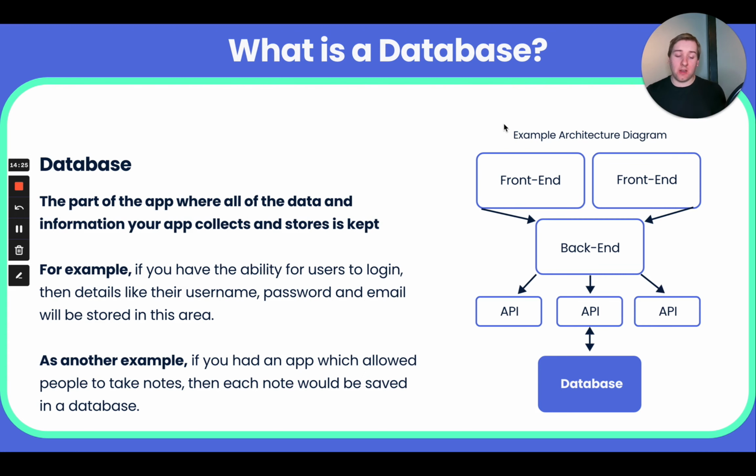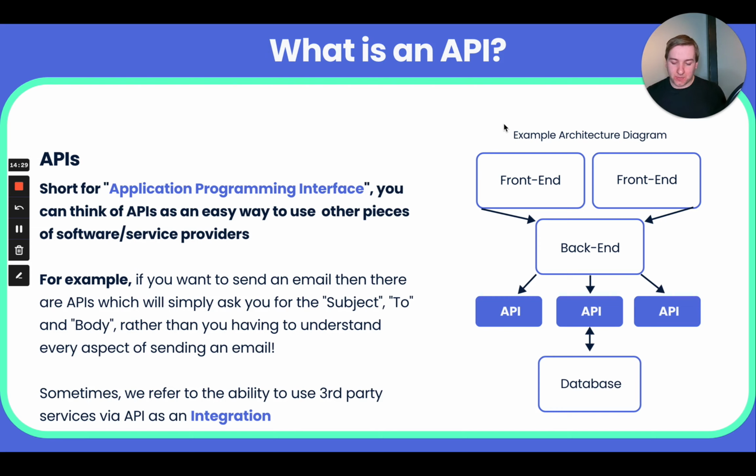And then that, as you can see in the diagram, brings us on to APIs. So, an API is short for an application programming interface. Now, that is a mouthful, so we're going to try and avoid saying that ever again. But the idea is it's kind of like an easy way to use other pieces of software or other service providers. And the way I tend to think of it is, if you go to another country today where you don't speak the language, it's going to be really, really hard to get around and communicate with people.